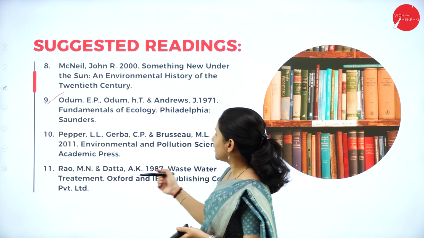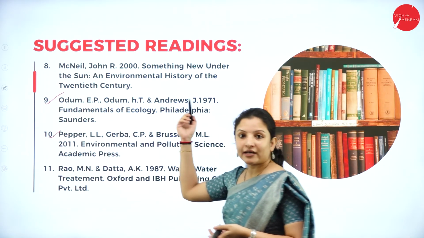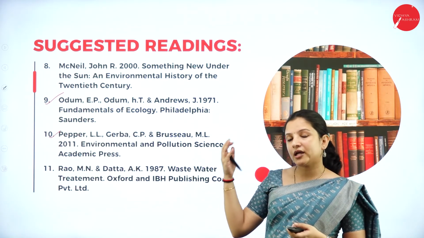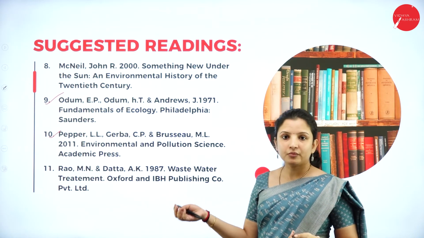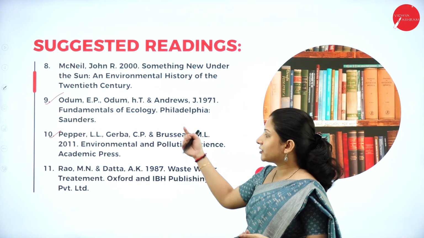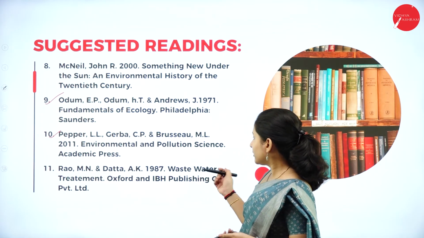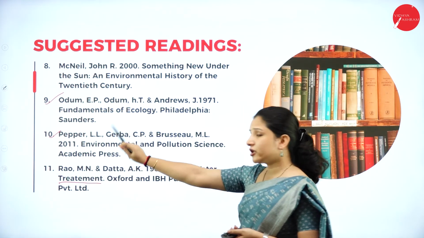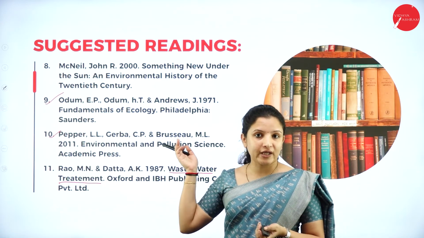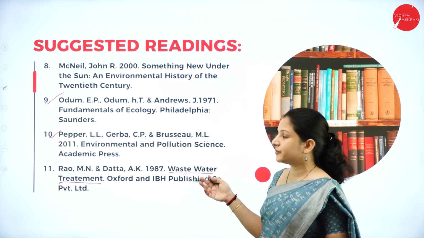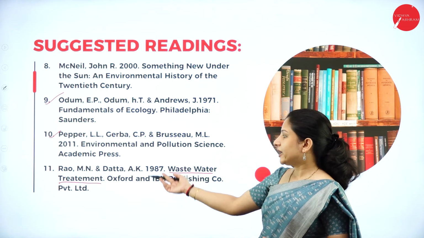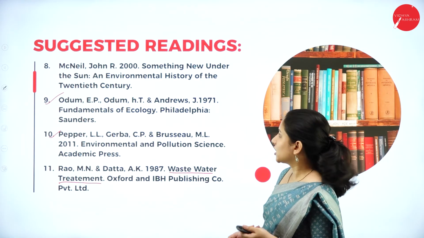For environmental and pollution science, you had a topic wherein you had to study about air pollution, water pollution, chemical pollution, noise pollution. For that you can refer to this particular book from Academic Press. And also about wastewater treatment. If you remember, management of solid waste was a topic in the syllabus, right? So maybe you will get some information about that from this particular book.